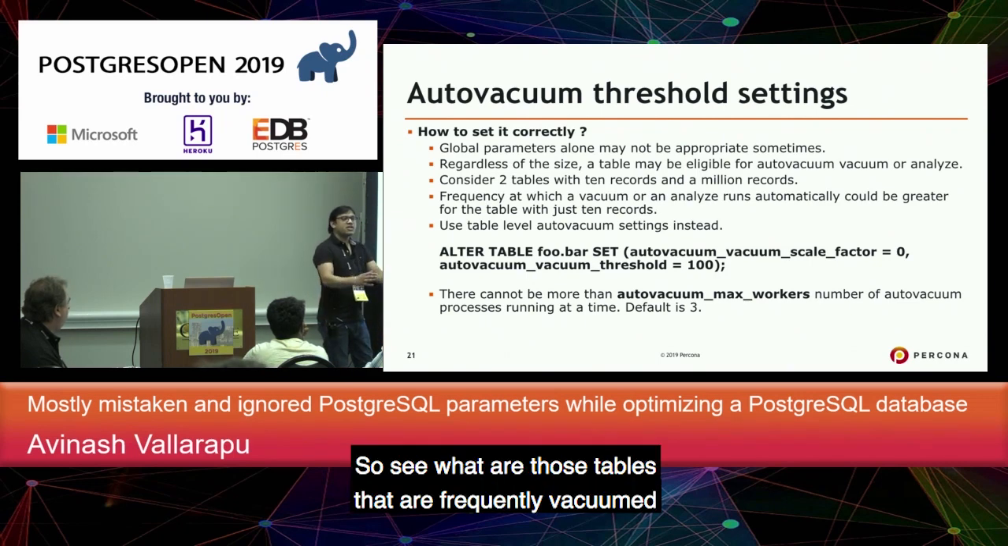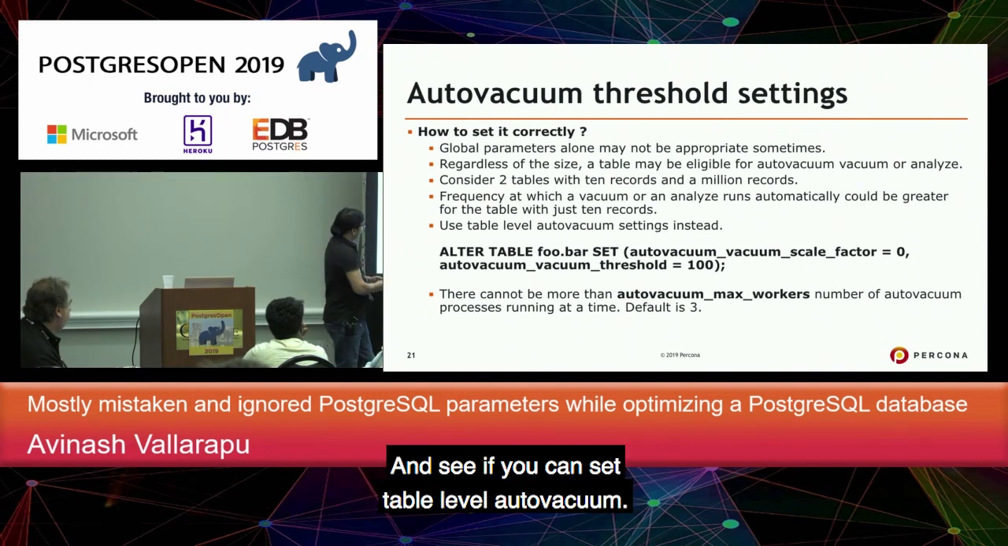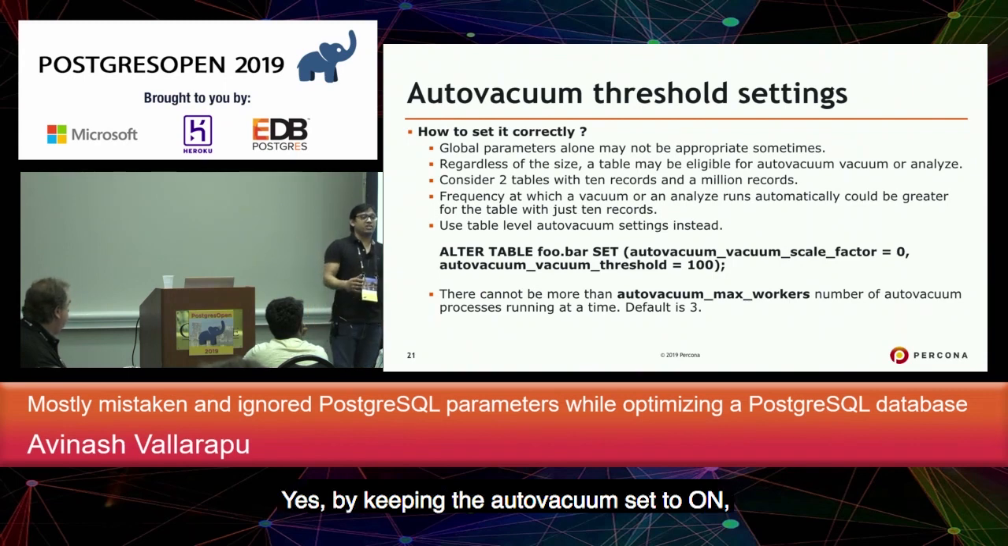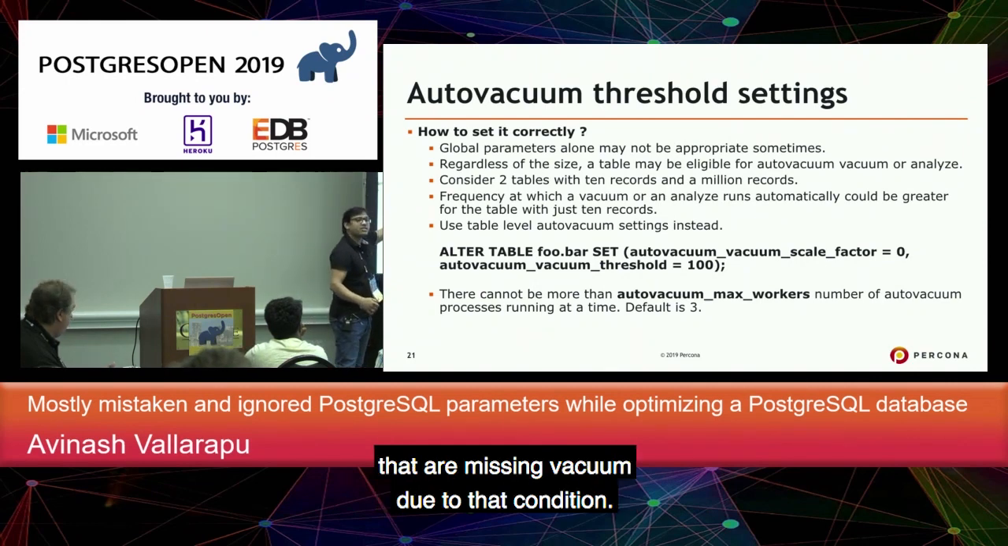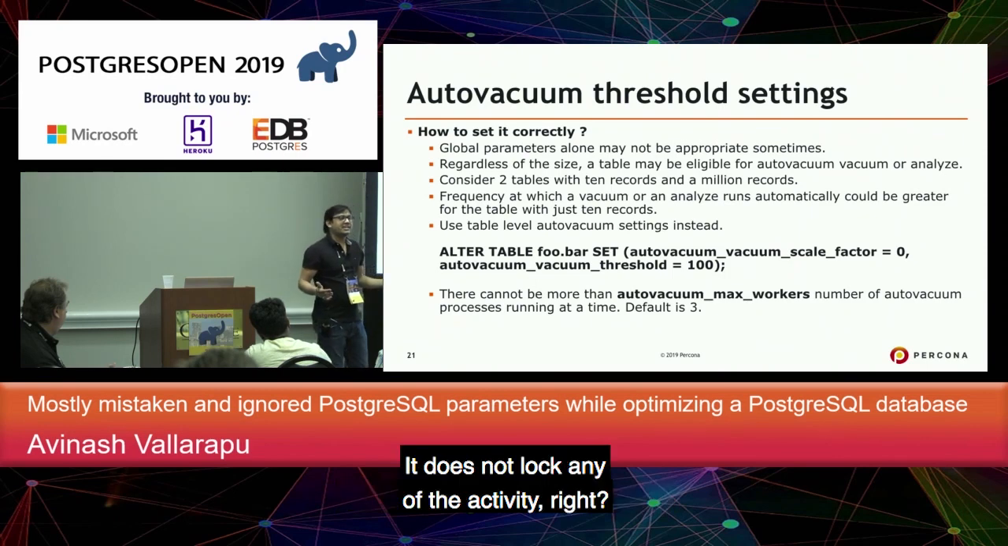Okay? So see what are those tables that are frequently vacuumed due to this reason, and see if you can set table level AutoVacuum. And most of the times I see people still taking care of vacuum logic manually. Yes, by keeping the AutoVacuum set to on, it's okay to go ahead and look for those tables that are missing vacuum due to that condition, and run a nightly or a weekly vacuum. And vacuum is an online operation. It does not lock any of the activity, right?